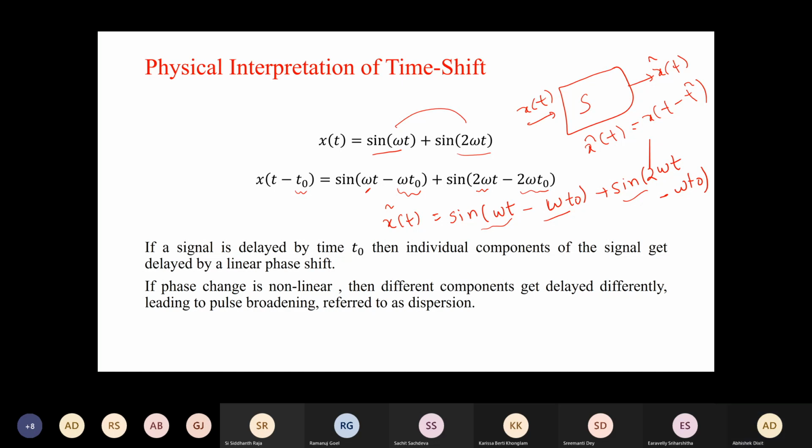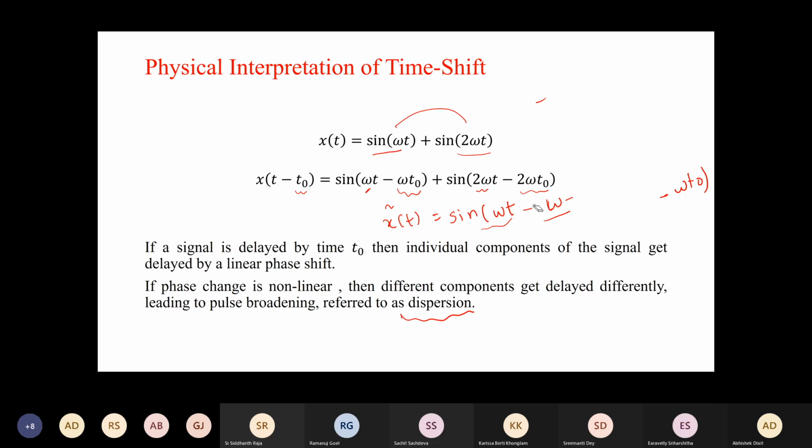So what will happen then? There is an effect known as dispersion. So what is dispersion? I think it is better explained by a curve. Let us understand this. Suppose my xt is like this, a simple xt.